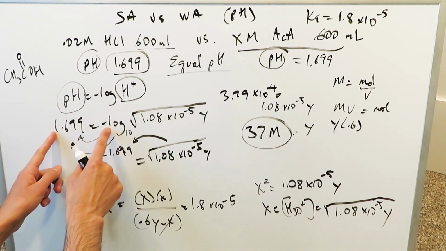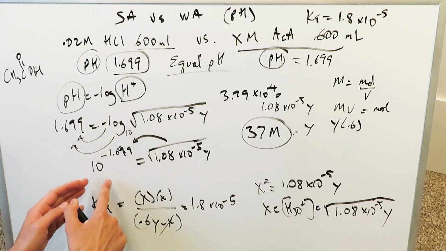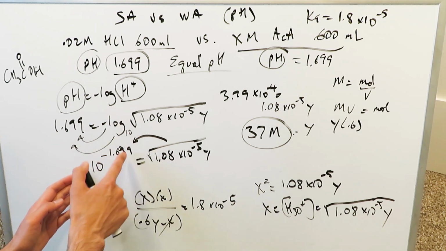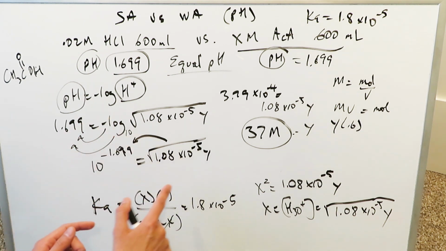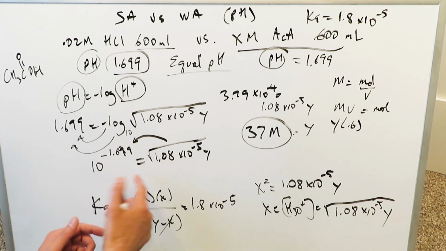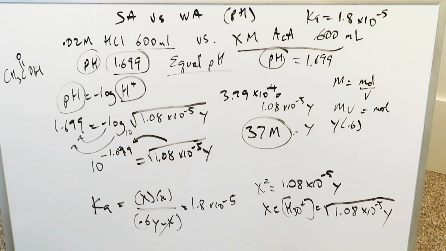We had this expression over here. I had 1.699 is equal to minus log of all of this. I took the minus on the other side, then I took the log on the other side. I have this 10 exponent minus 1.699. I took the square root on that side, so you're squaring it all. Then I'm taking this value on the other side, you're dividing it, and you're getting a y value. 37 molar represents a highly concentrated solution.